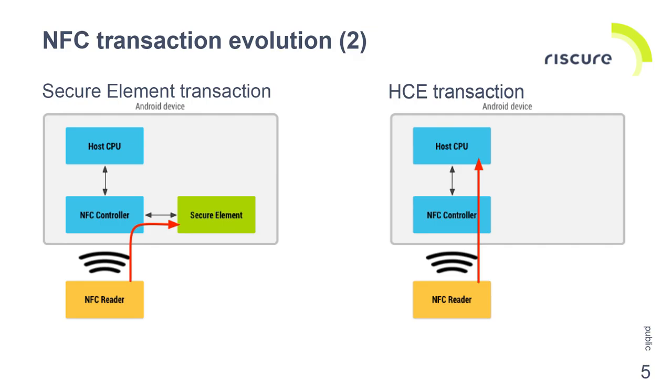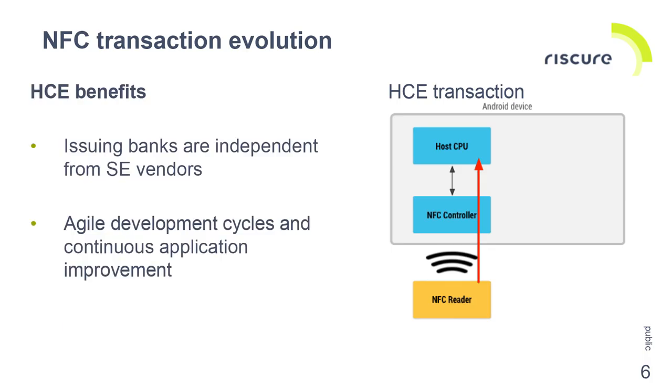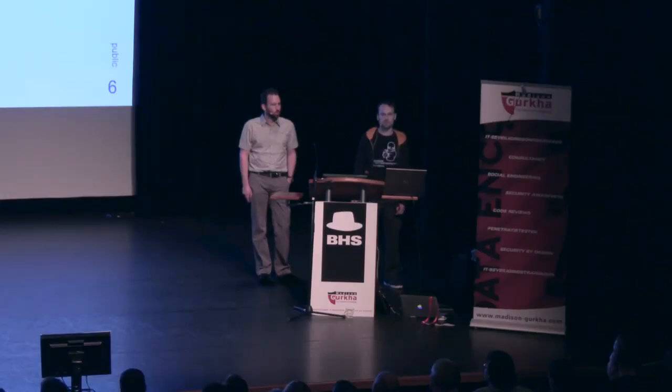So the next step of the evolution was to remove the secure element and try to do a host card emulation, try to emulate the smart card in software. The benefits of that are quite obvious. So now the issuing banks are independent from the vendors of the secure elements, from the mobile network providers, and they can rapidly develop their application to meet the consumer needs. But the security remains an issue because there is no hardware to provide assurance and to protect the key material.